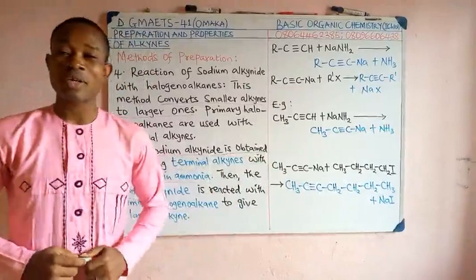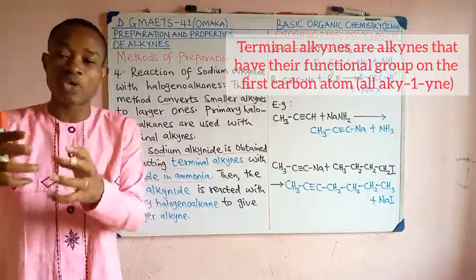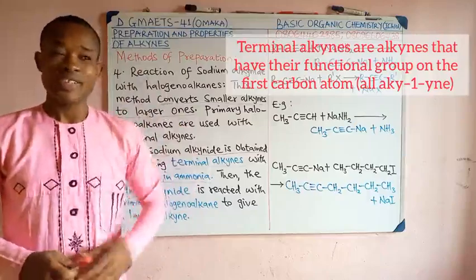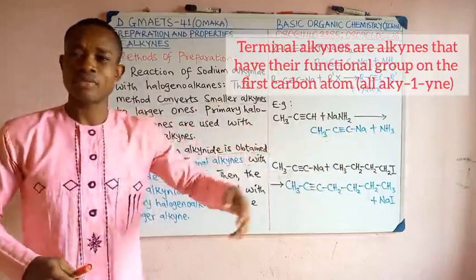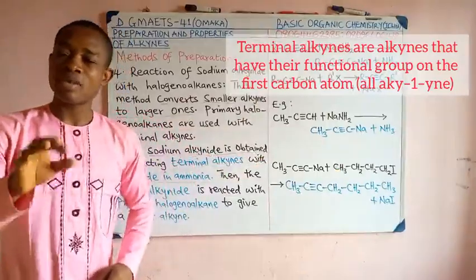What are terminal alkynes? Terminal alkynes are those alkynes in which the functional group, that is a triple bond, is found on carbon number 1. Terminal, end carbon, either the left or the right. So that's what we refer to as terminal alkynes.